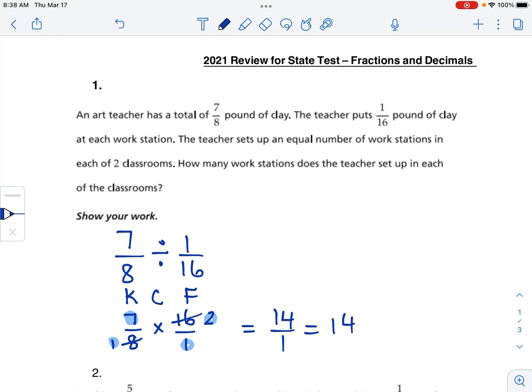There's some more information in the problem though. We're splitting it up into 2 classrooms. So those 14 groups of clay have to be split up into 2 groups. That means 7 sections of clay or workstations will go into each classroom. So 7 workstations.